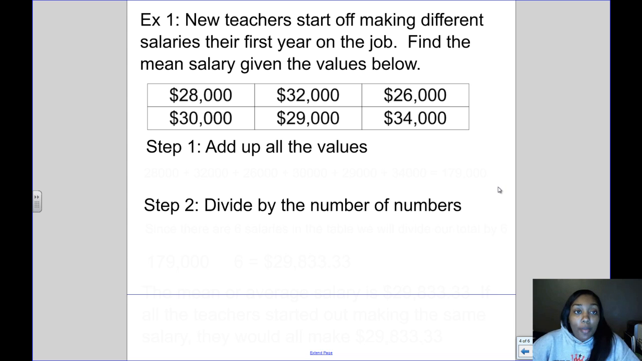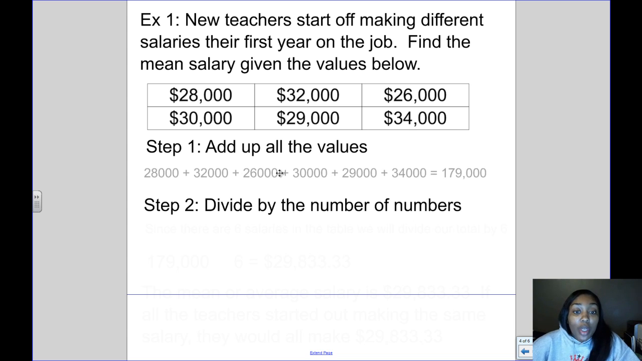So here's an example. New teachers start off making different salaries their first year on the job. Find the mean salary given the values below. So one teacher is making $28,000, one making $30,000, one making $32,000, one making $29,000, one making $26,000, and another one making $34,000. And we want to know that if we were trying to even out the salaries so that all of the teachers would start off making the same amount, what would that number be?